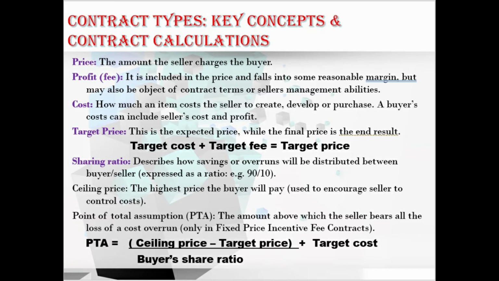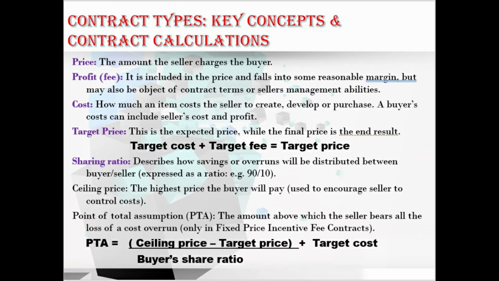Coming to the cost. How much an item costs the seller to create, develop or purchase, that is the cost. And a buyer's cost can include the seller cost and profit. Hope you understood this point. Moving to the target price. What is target price? This is the expected price when the final price is the end result. That is target cost plus target fee is equal to target price.